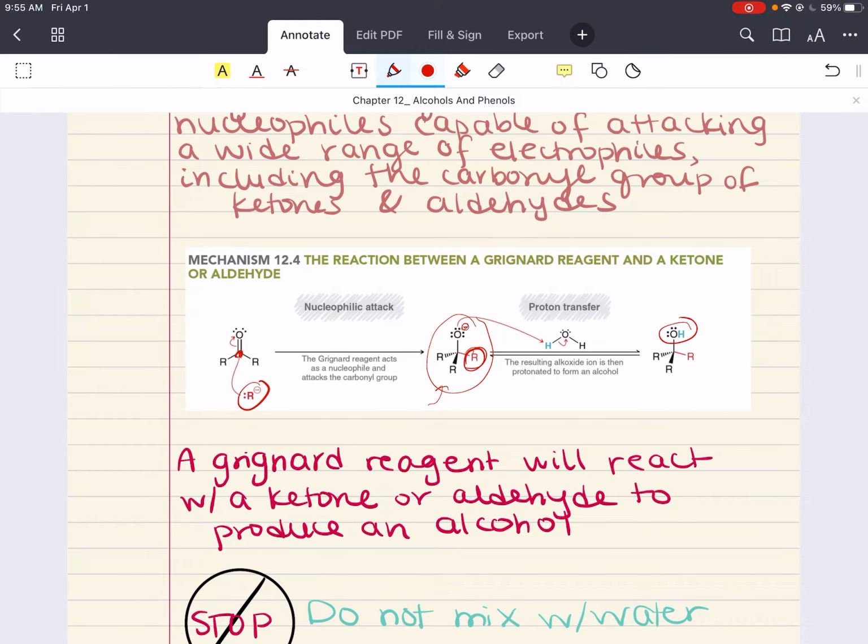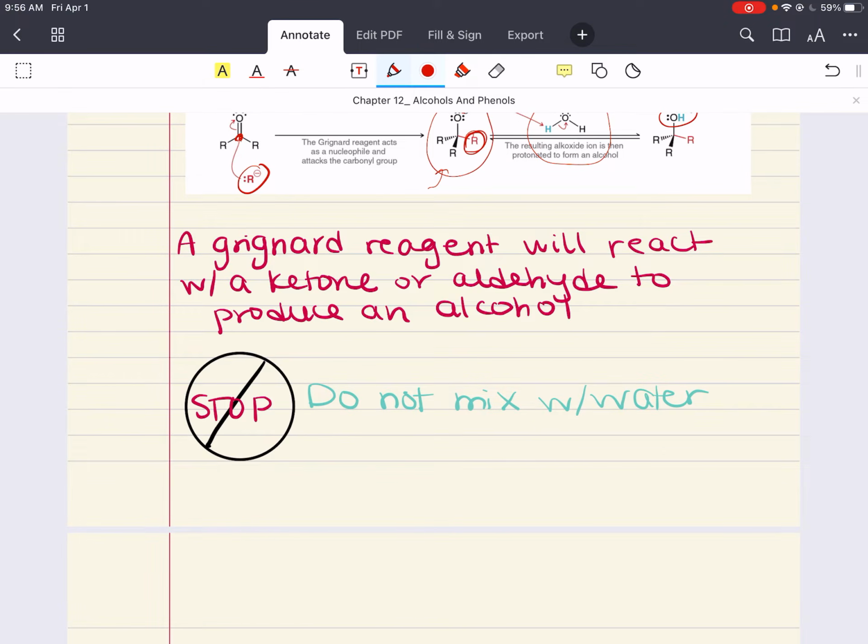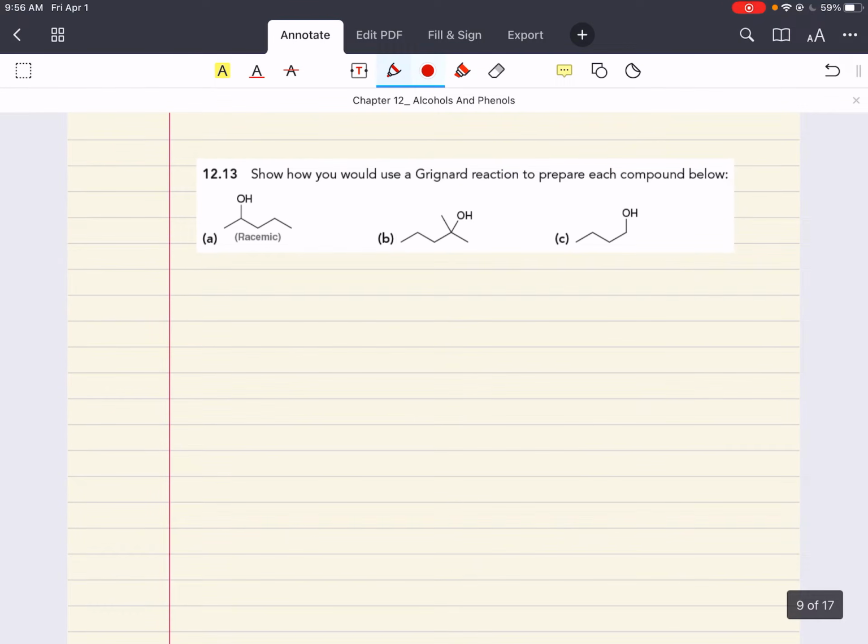Now, do not mix with water. Okay, this water comes in only after your Grignard reagents, because if it's just reacting with water, it's going to deprotonate the water. All right, so just keep that in mind. All right, so let's do a couple of practice problems to make sure we understand how to do this.